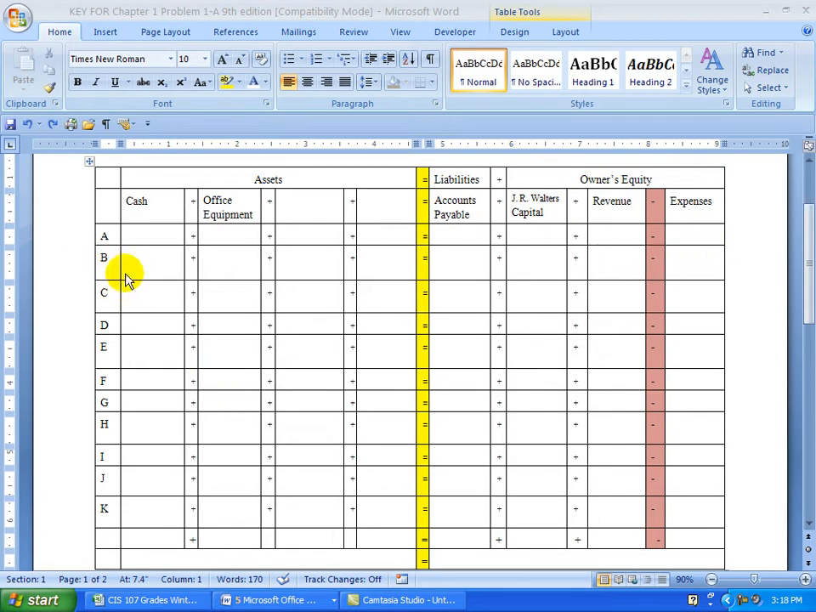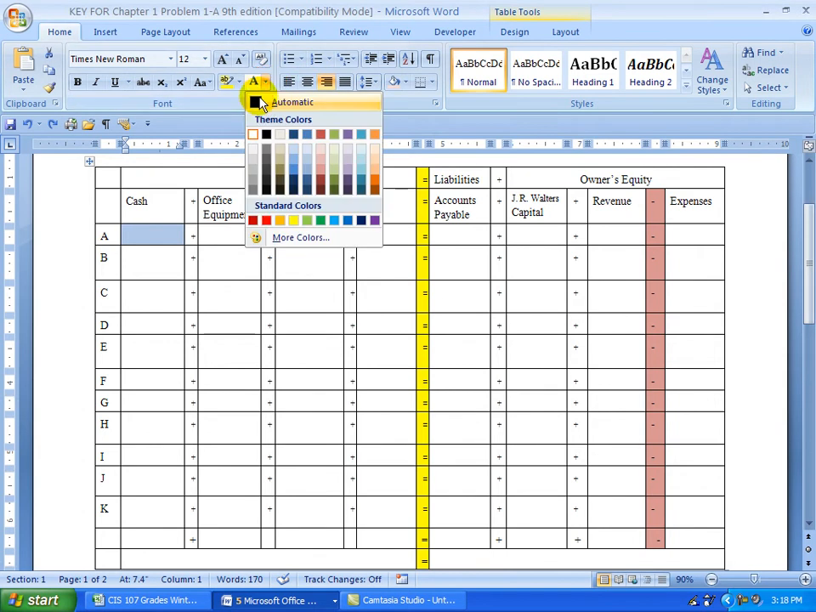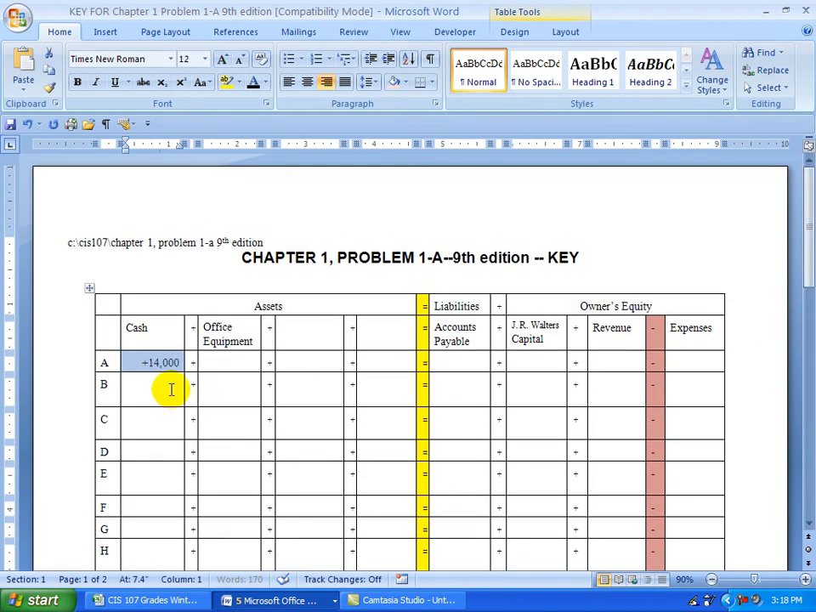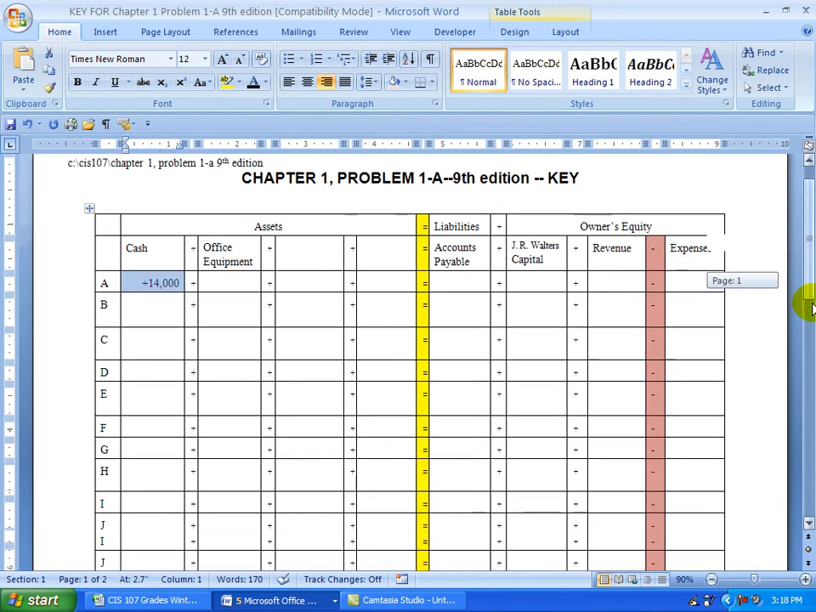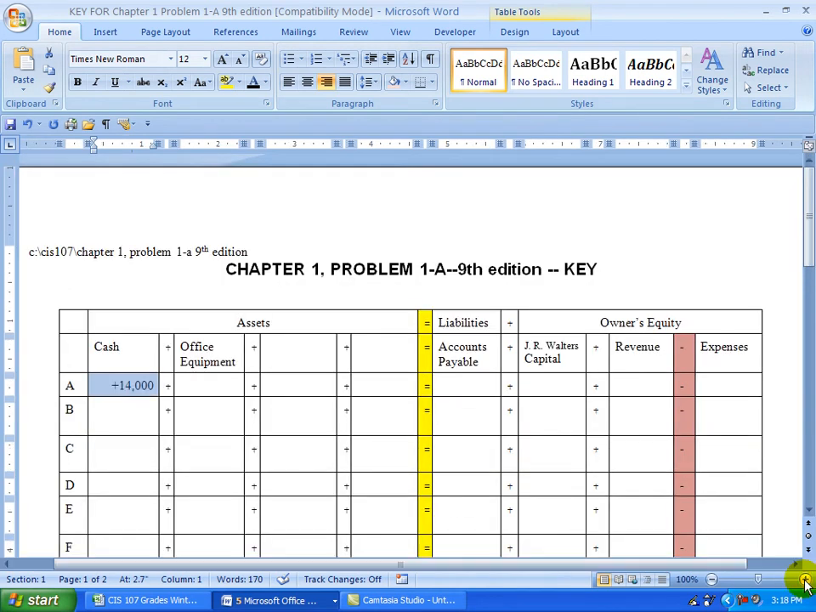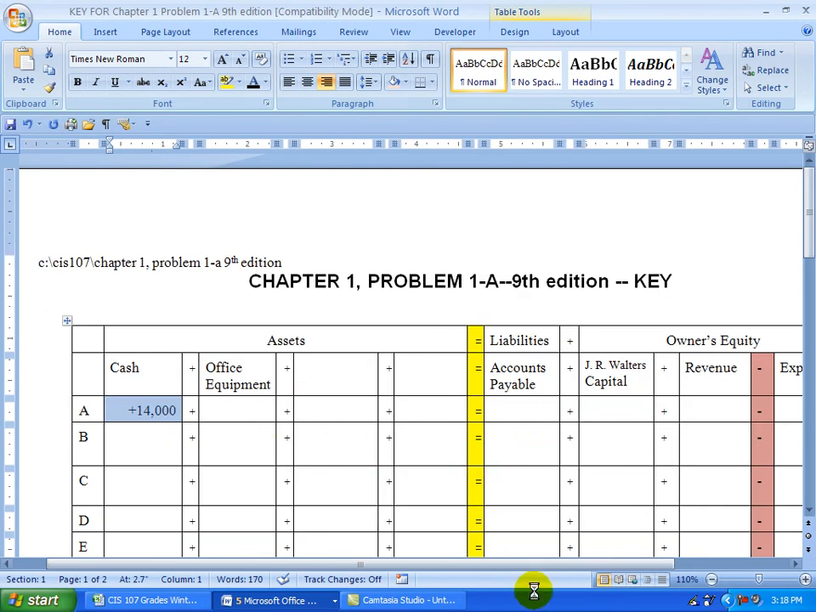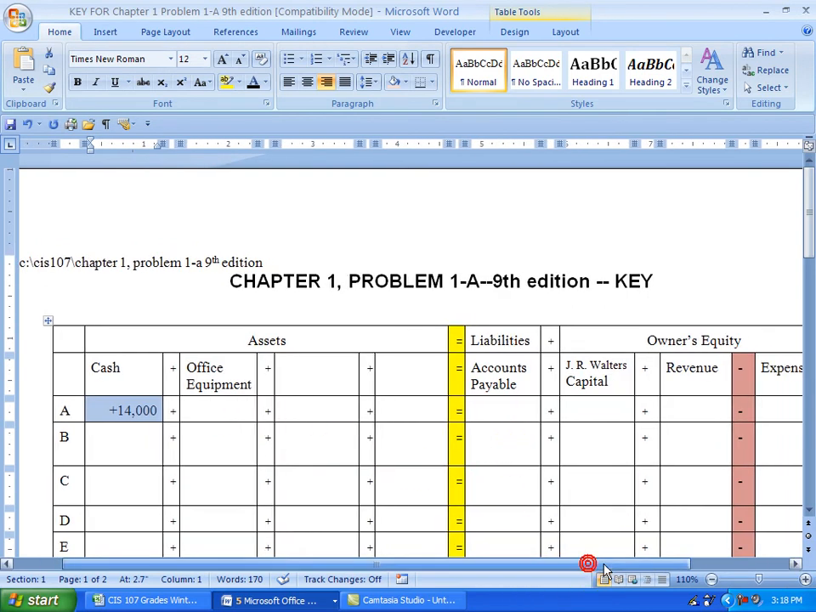So here we go. In letter A, Walters deposited $14,000 in a bank account in the name of the business. So the business's cash is going to go up by $14,000. So you want to write a plus there to show that that is happening. And also you would go over to the capital account, and capital is when the owner makes an investment. So this account now is getting bigger, so that's also a plus 14,000. So notice that this is an equal sign. We have done the same on the left as on the right, so our equation's in balance.